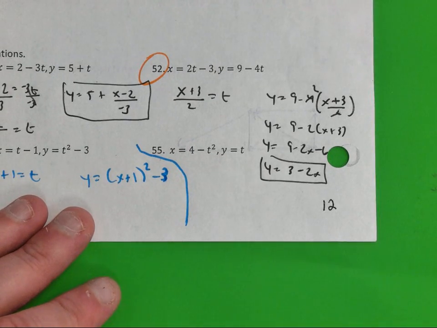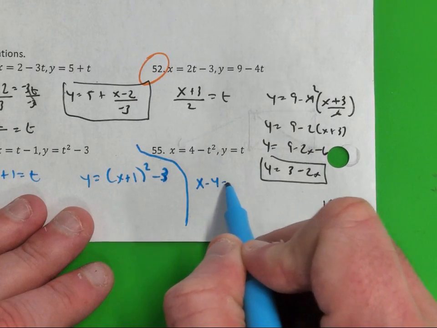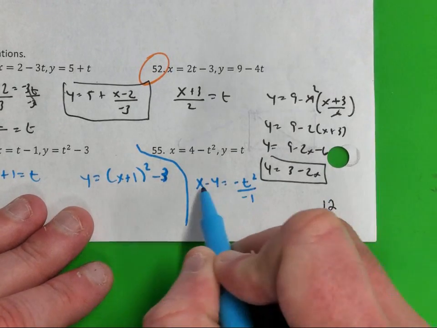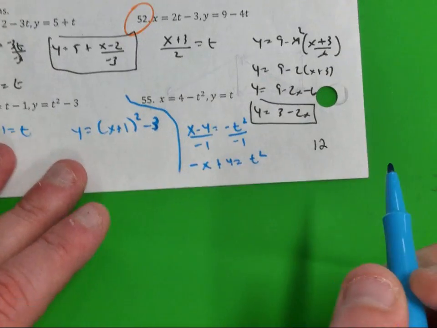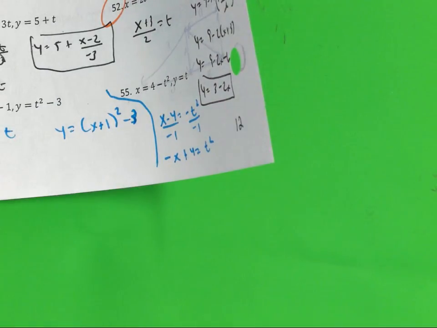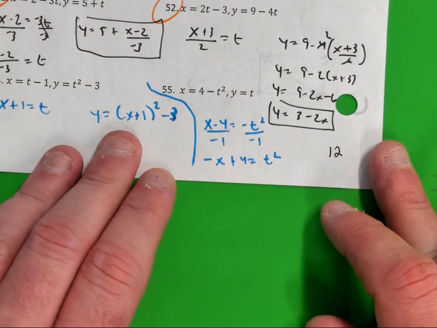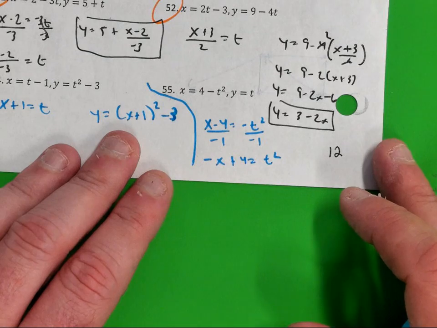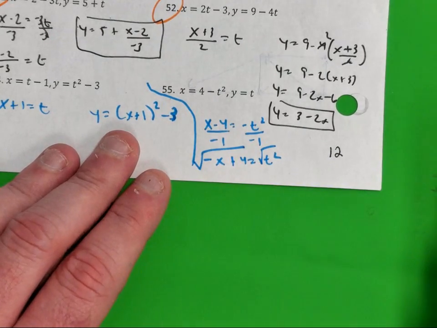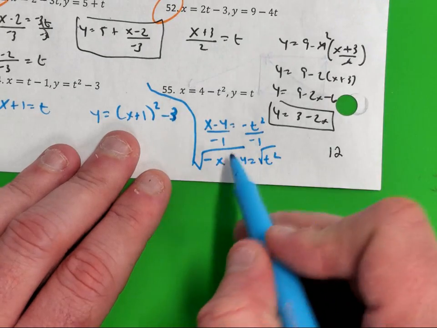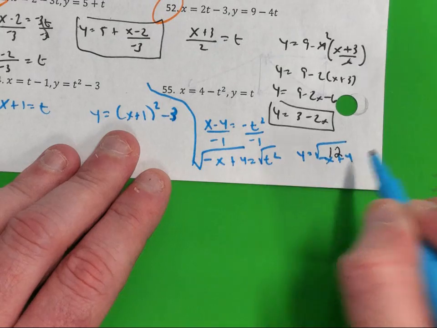Alright, number 55. That's going to be x minus 4 equals negative t squared. I'm going to divide that by negative 1. That gives me negative x plus 4. Watch what I did there. I want to make sure you understand. There's a negative 1 in front of that t squared. So I moved that 4. It became a negative 4 divided by negative 1. Now I'm going to take the square root of both sides. Now I'm going to take this and plug it in for t on the other one. It's the square root of negative x plus 4.